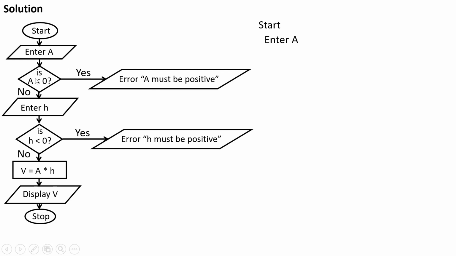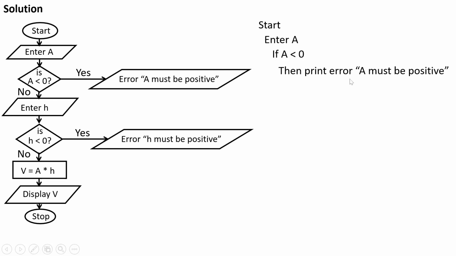Now where it's saying is A less than 0, here it should be like if you check. So start, enter A. Now it will check: if A, which is entered here, is less than 0, then what will it say? It will say then print error.